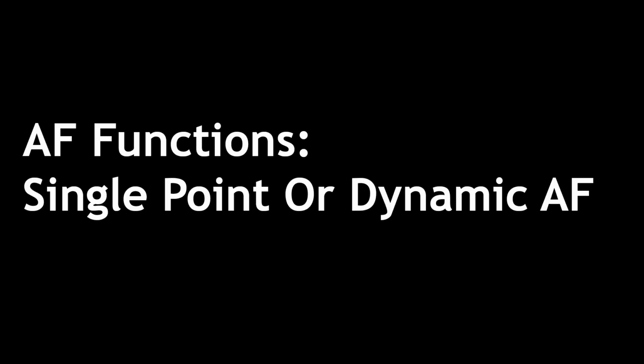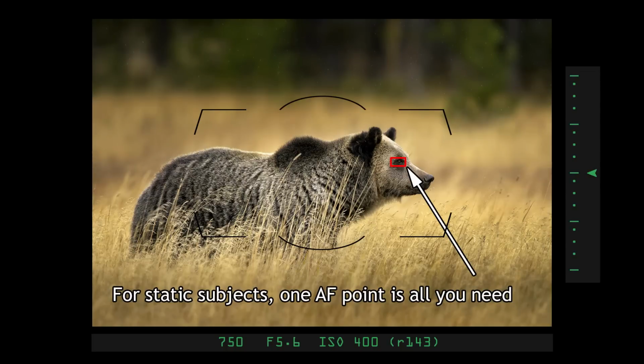AF modes, single point or dynamic. For this, there's no one right answer. It all depends on the subject and your ability to track it. Although for stationary subjects, always go for single point AF. Also, don't confuse single shot AF with single point AF. Single point AF means you're just using one AF sensor. Single shot is the focus mode we just discussed a minute ago.